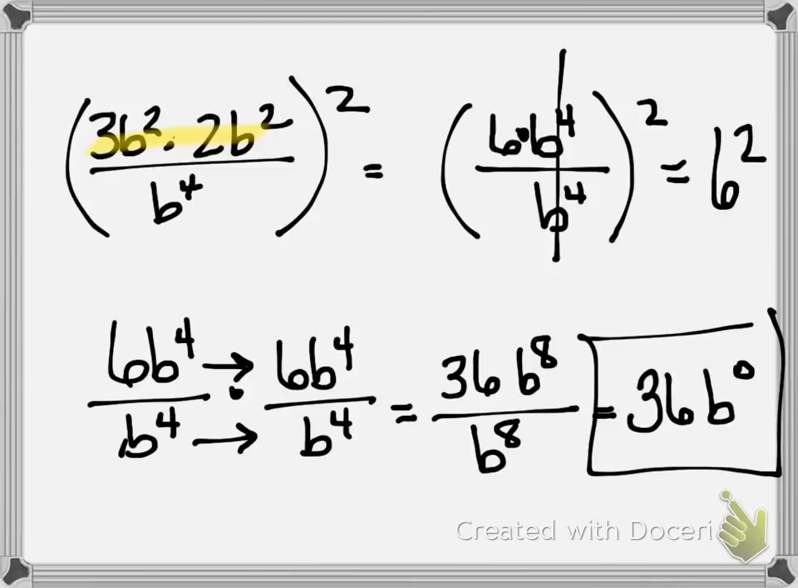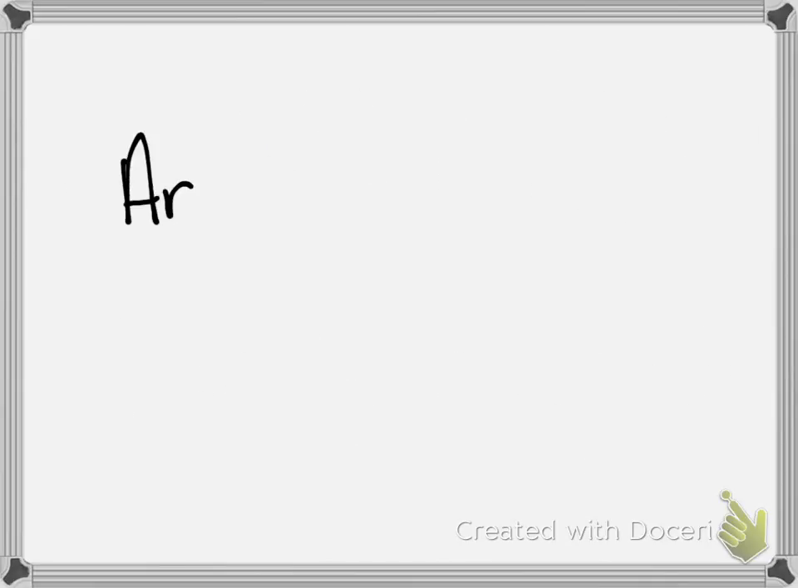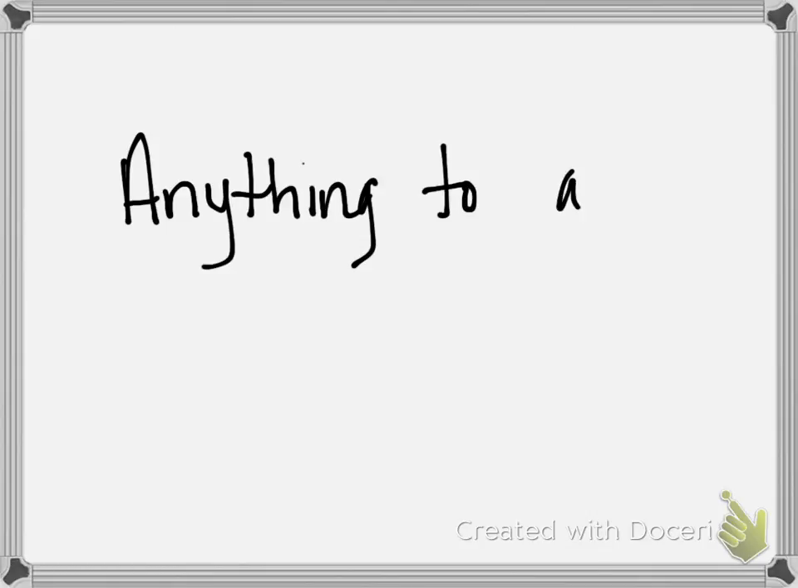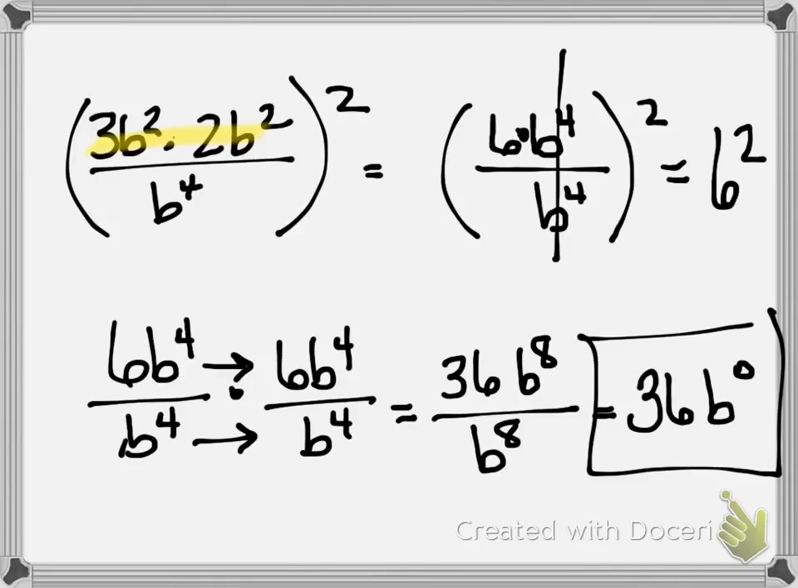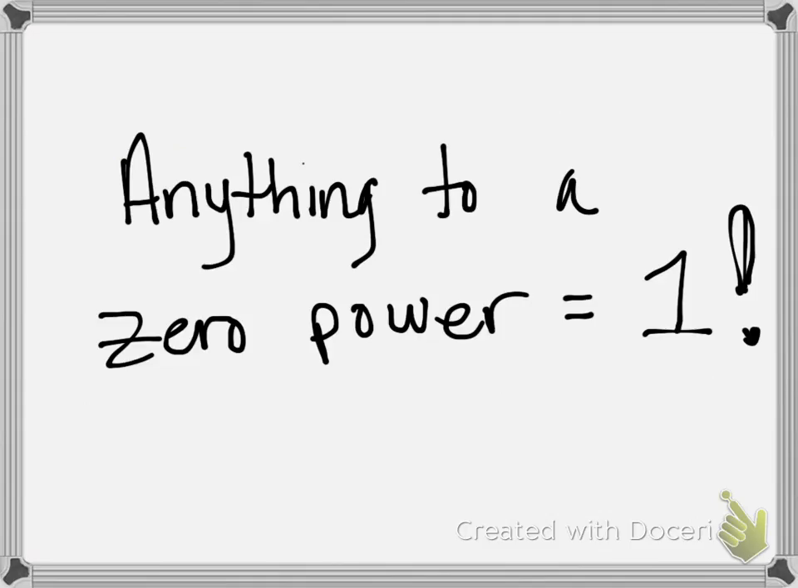Now, what you need to know is anything to a 0 power is 1. You have to remember that forever. Forever and ever, it is 1. So let's look back. B to the 0 is really just 1. So that's 36. So what would x to the 0 power be?